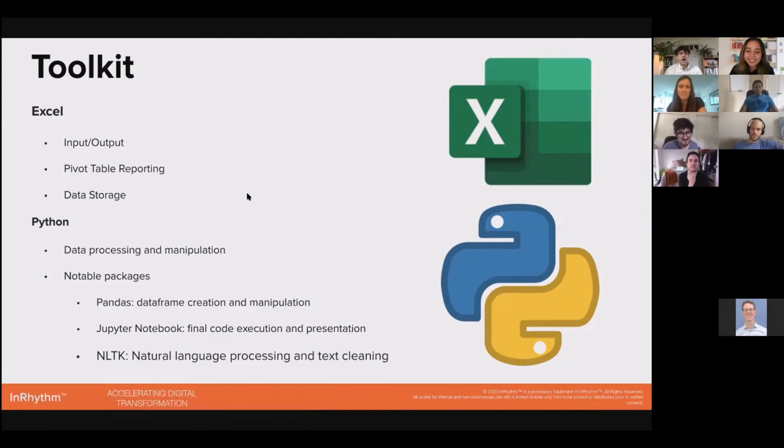Okay, cool. I'm also really big into pivot tables, so I'm moving towards table reporting, and that's also really where the data storage is happening. It's not being stored in SQL or in a table. It's being saved in Excel spreadsheets. And then all processing is happening through Python, with notable packages: pandas, and Jupyter Notebook, which is really for presentation and final execution. And then NLTK is the natural language toolkit. It's just a standard NLP library in Python.